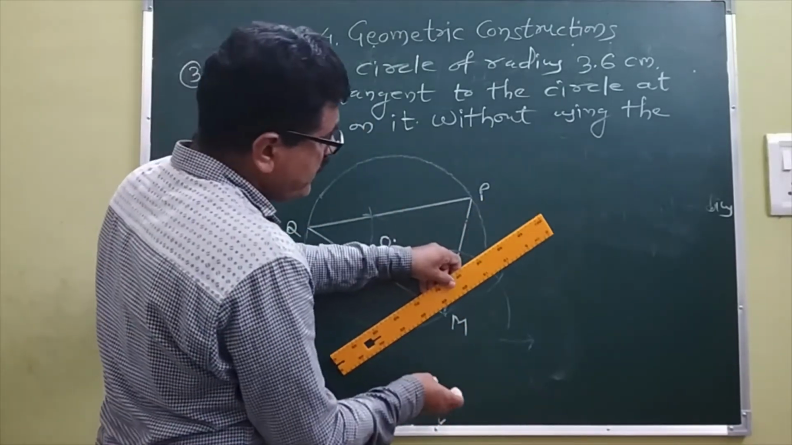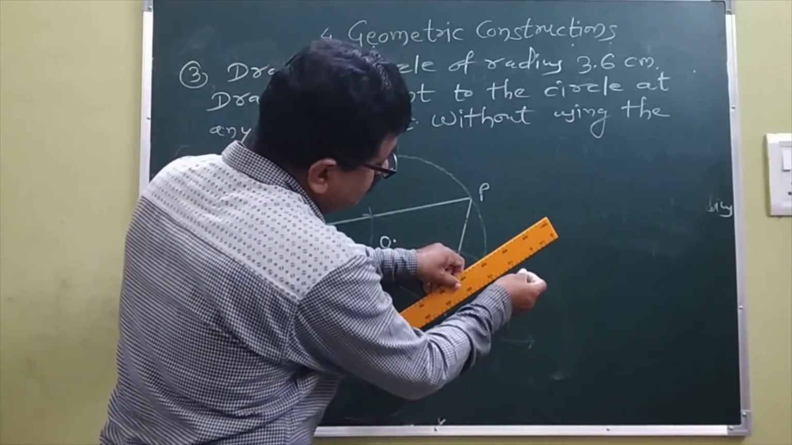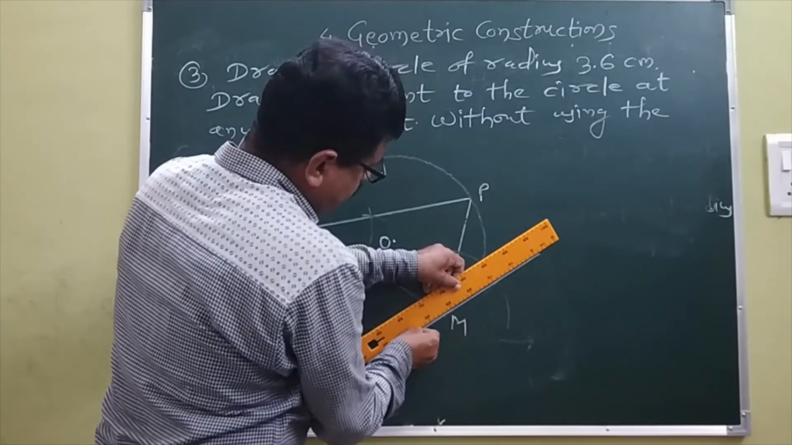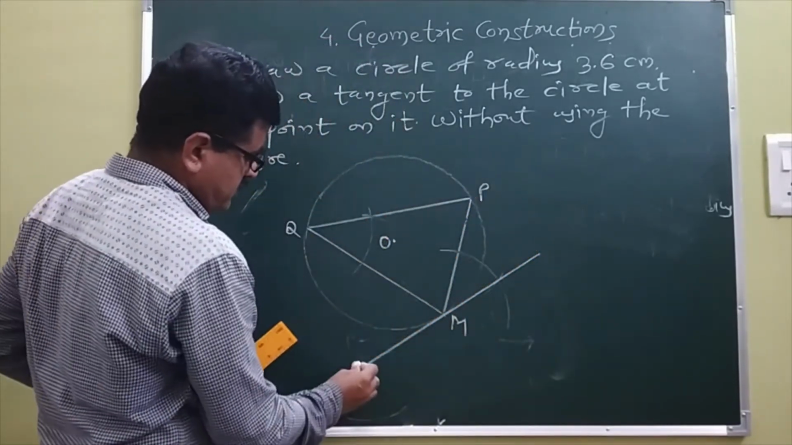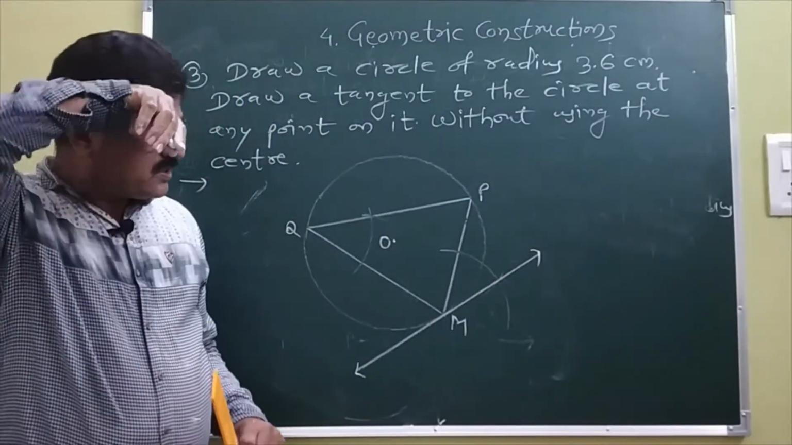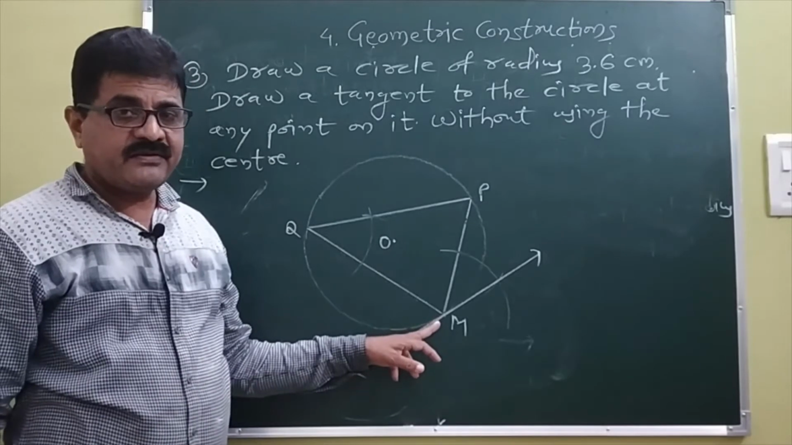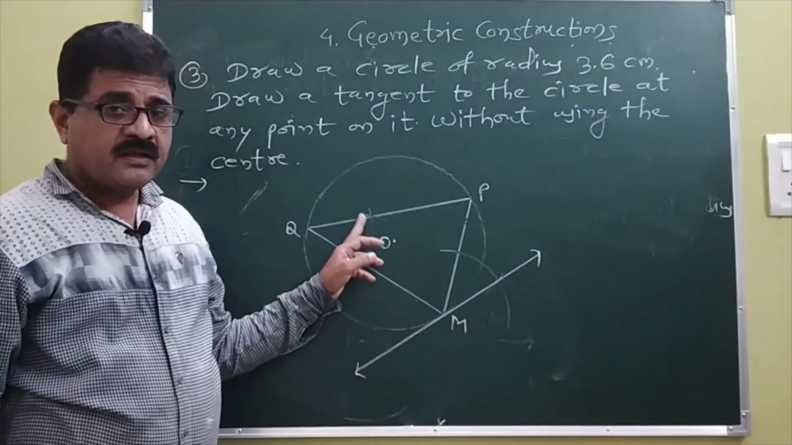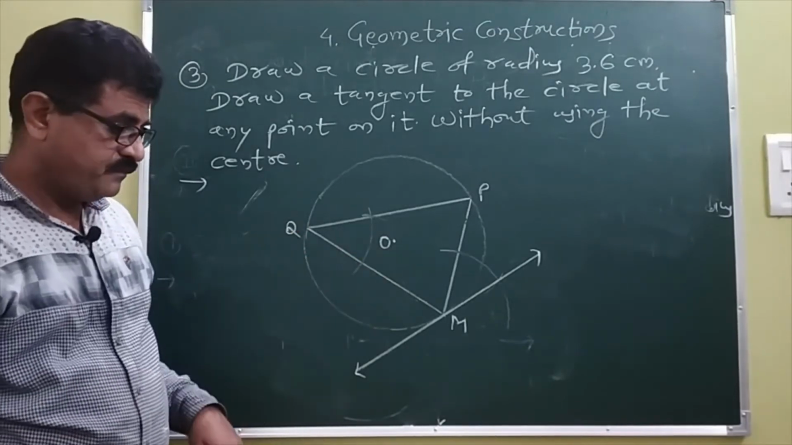Now join this point with M. Extend this. Therefore, this is a tangent to the circle at point M without taking help of the center.